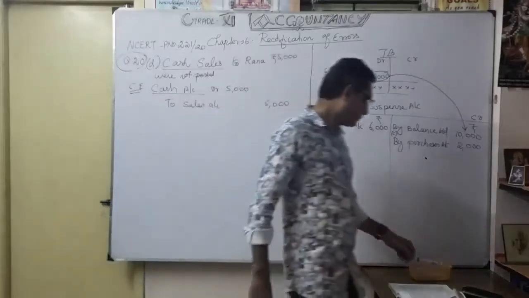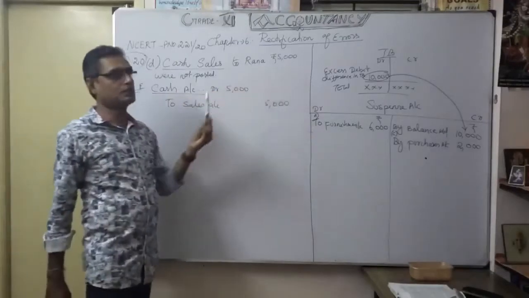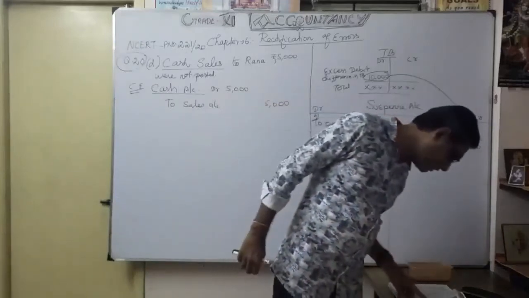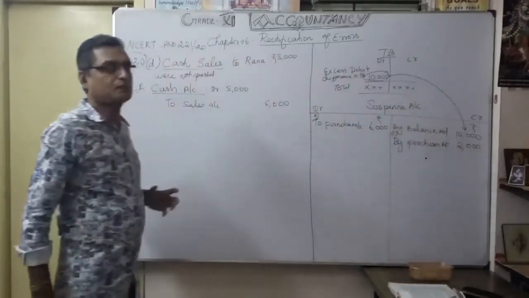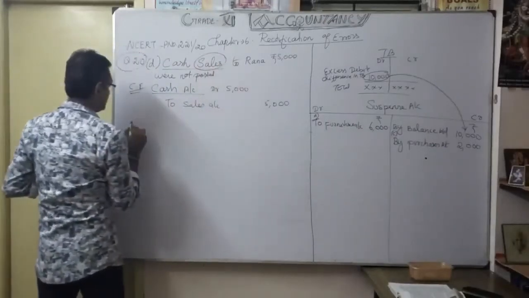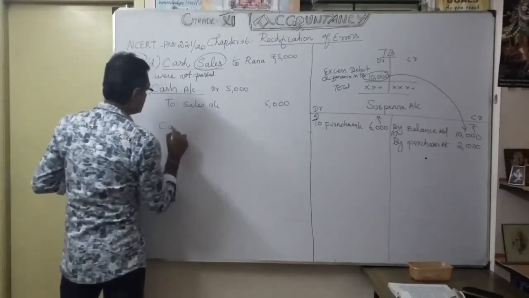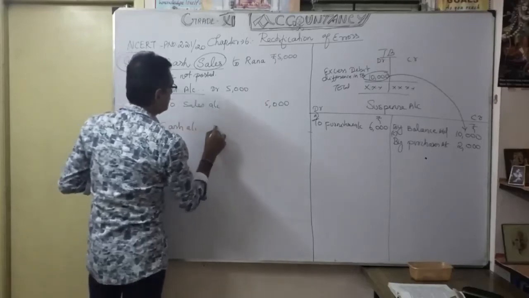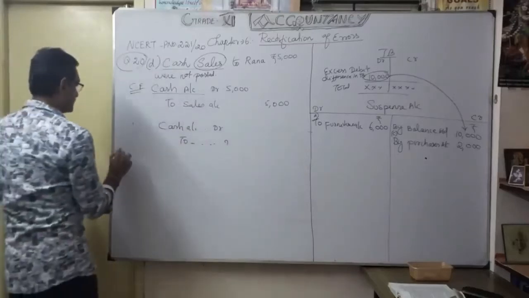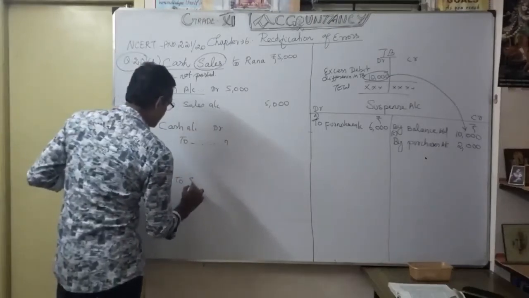Then what happened? They did not post. See here, cash sales to Rana 5,000 were not posted. So naturally, how will we classify it? That's what they gave, isn't it? Not posted, so we consider it not posted to where? The sales account. That's what I have just shown here. They did not give it to the sales account, they gave the cash account. So it is not given yet. Now we are going to do the rectification entry. What is that? As you know, to sales account.